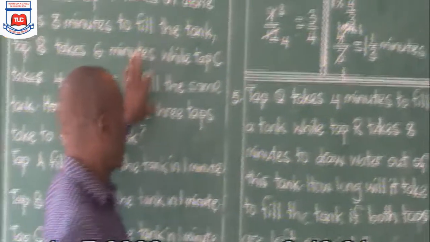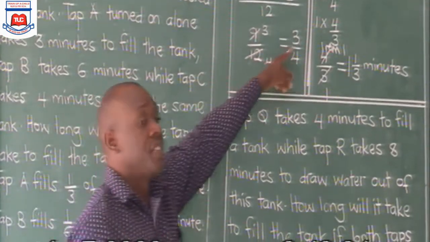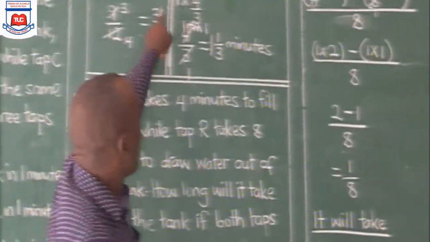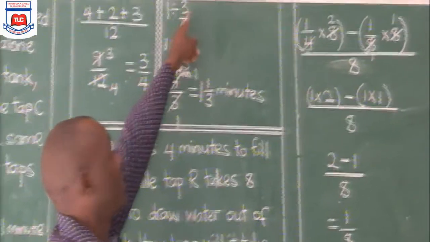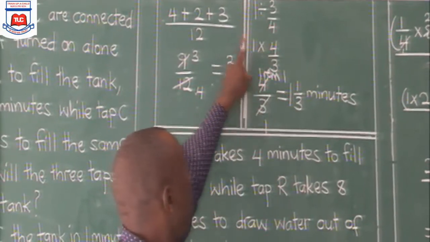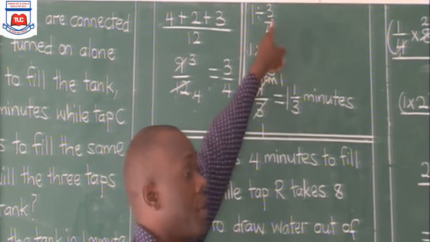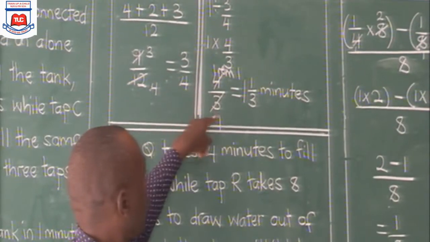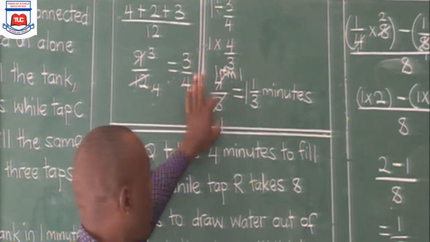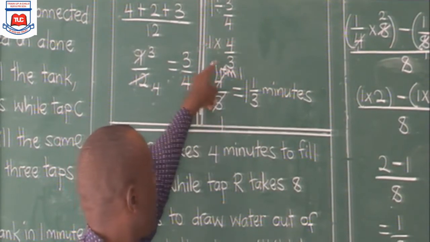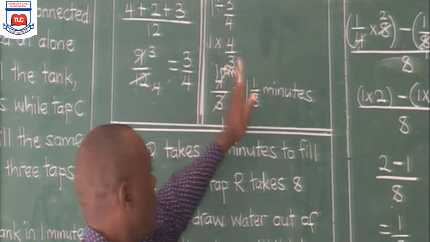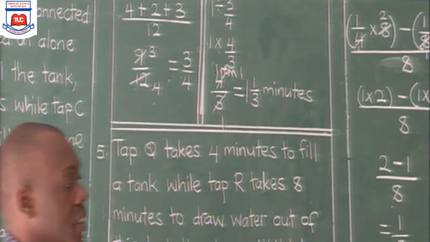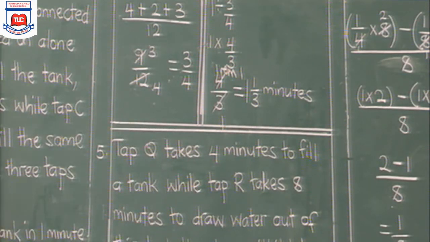So since we have got 1 tank to which the 3 taps are connected, and we have found out that they fill 3/4 in 1 minute, we shall have that 1 tank divided by 3/4. Then you go 1 times 4 out of 3, the reciprocal of 3/4. Then 1 times 4 is 4 out of 3. 4 out of 3 is the same as 4 divided by 3. 3 divided by 3 is 1. 4 divided by 3 is 1, remainder 1, which is 1 1/3 minutes taken to fill the tank when all the 3 taps are turned on at the same time.